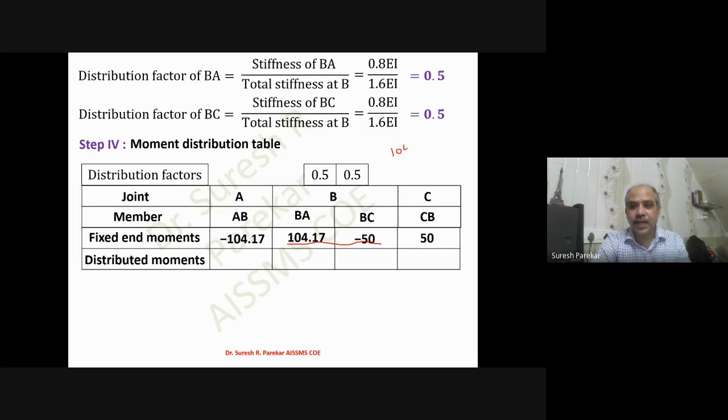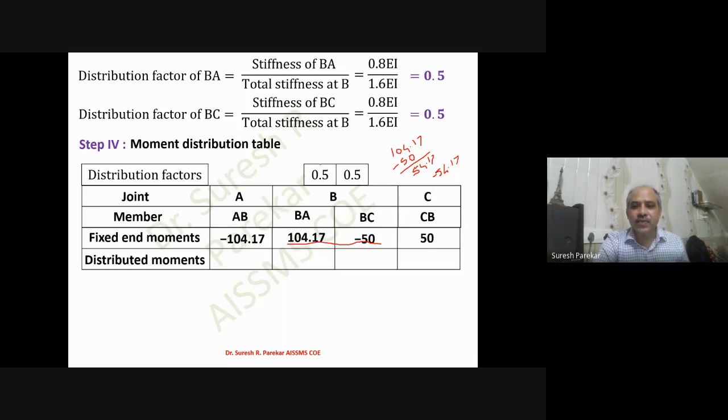104.17. Now algebraic sum we are doing, so I will calculate just one, and then we have minus 50. If we go for this, I will get this value as 54.17. This will be my unbalanced moment over here. Now we have to balance it, and to balance it, we have to apply the opposite moment. So we have to apply minus 54.17.